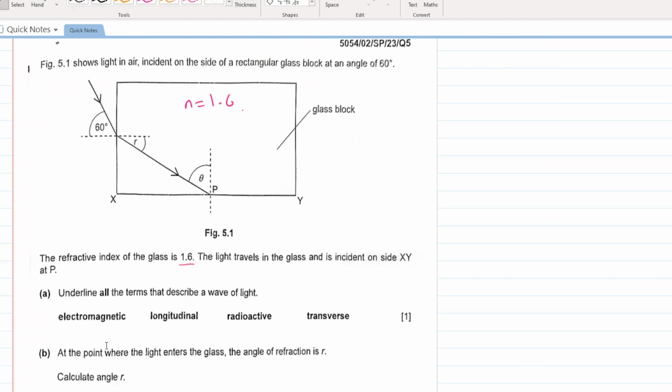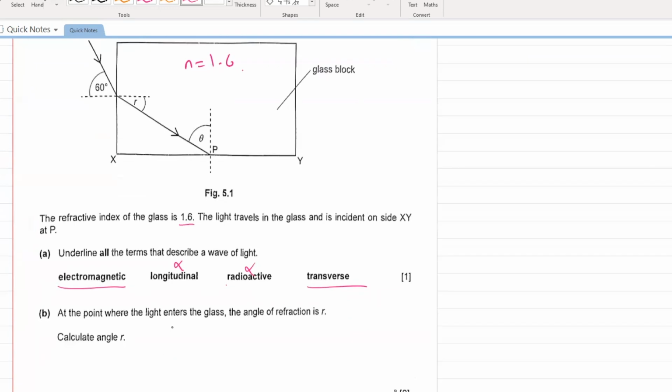Okay. Underline all the terms that describe a wave of light: electromagnetic, not longitudinal, not radioactive, transfers. Yes. At the point where the light enters the glass, at this point, calculate the angle R. We have to calculate the angle R. We know n is equal to what? Sine i over sine r.